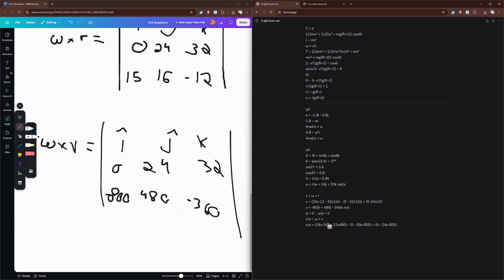As you can see, we have some negatives that cancel. So this is negative minus positive, so that stays, well, it could become positive depending on the number. And then this is triple negative, so this stays negative. And then this is double negative, so this becomes positive. So we finally get that a_n is equal to negative 24,000i minus 25,600j plus 19,200k, and this is meters per second squared. And that's the answer.